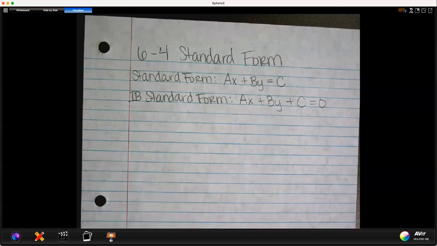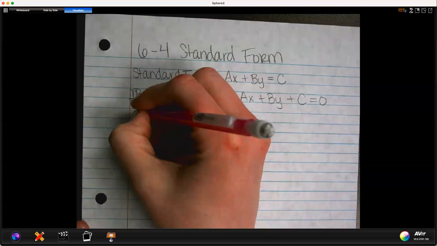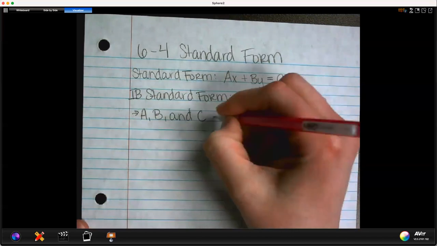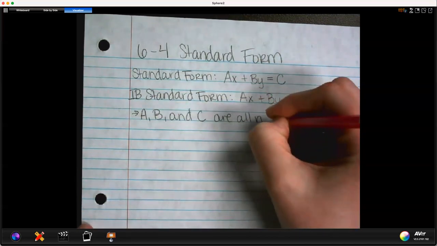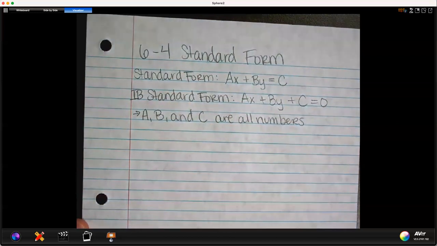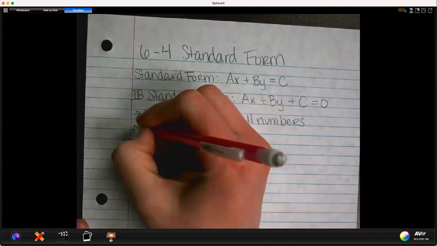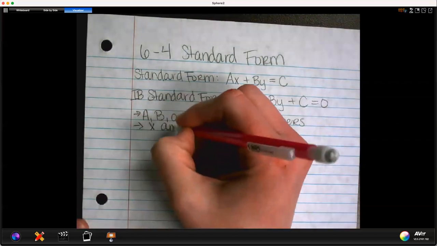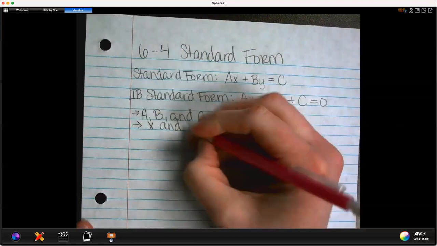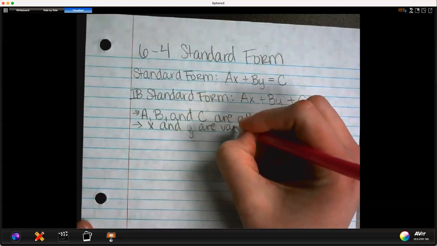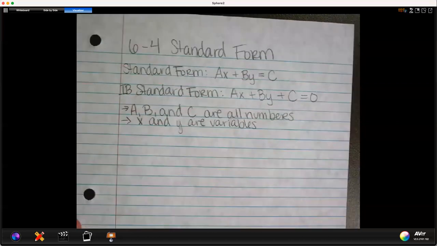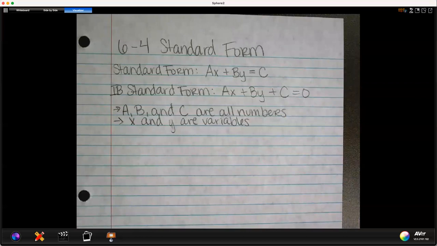So let's talk about what those letters all mean. A, B, and C are all numbers. Okay, A, B, and C will all be numbers. X and Y are variables. A, B, and C will be numbers, whereas X and Y will stay variables.